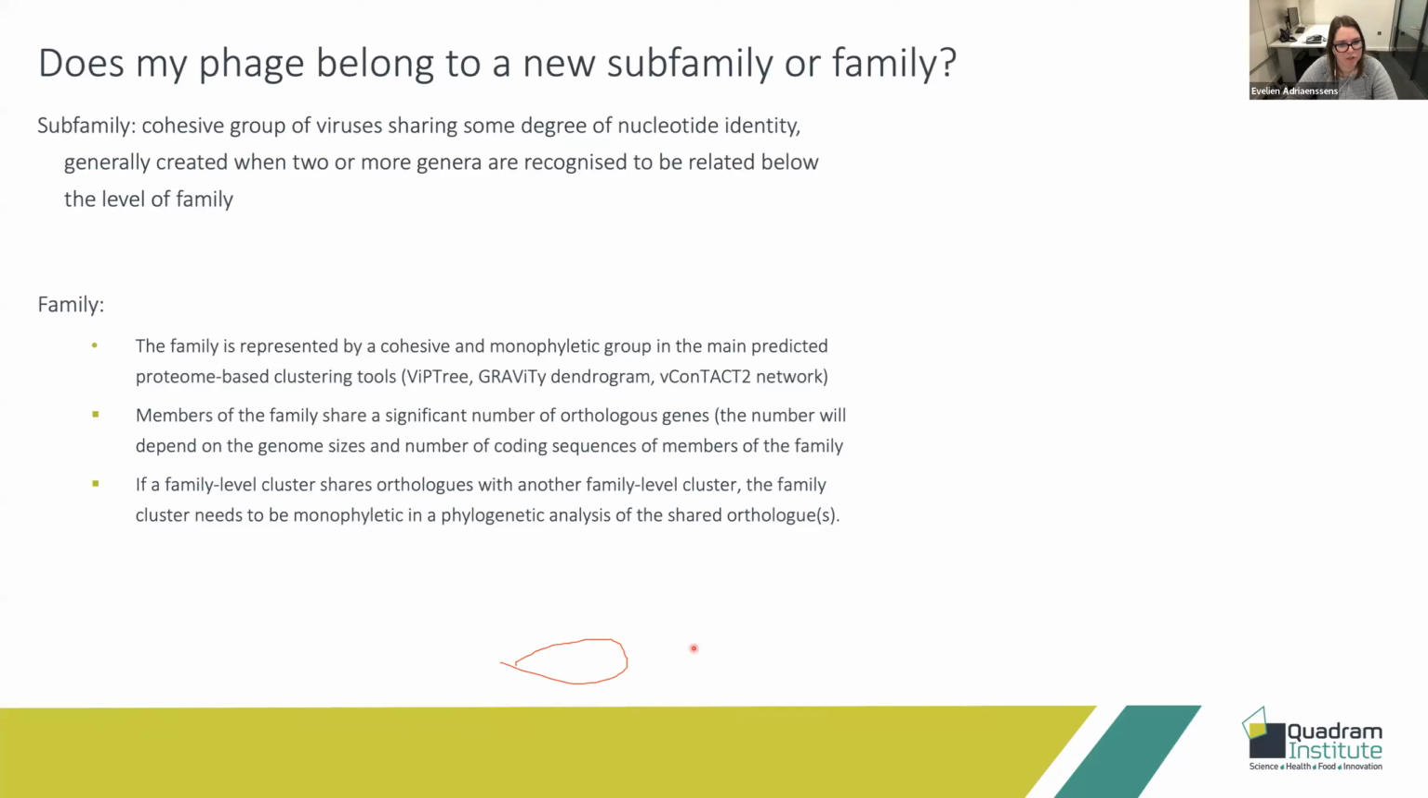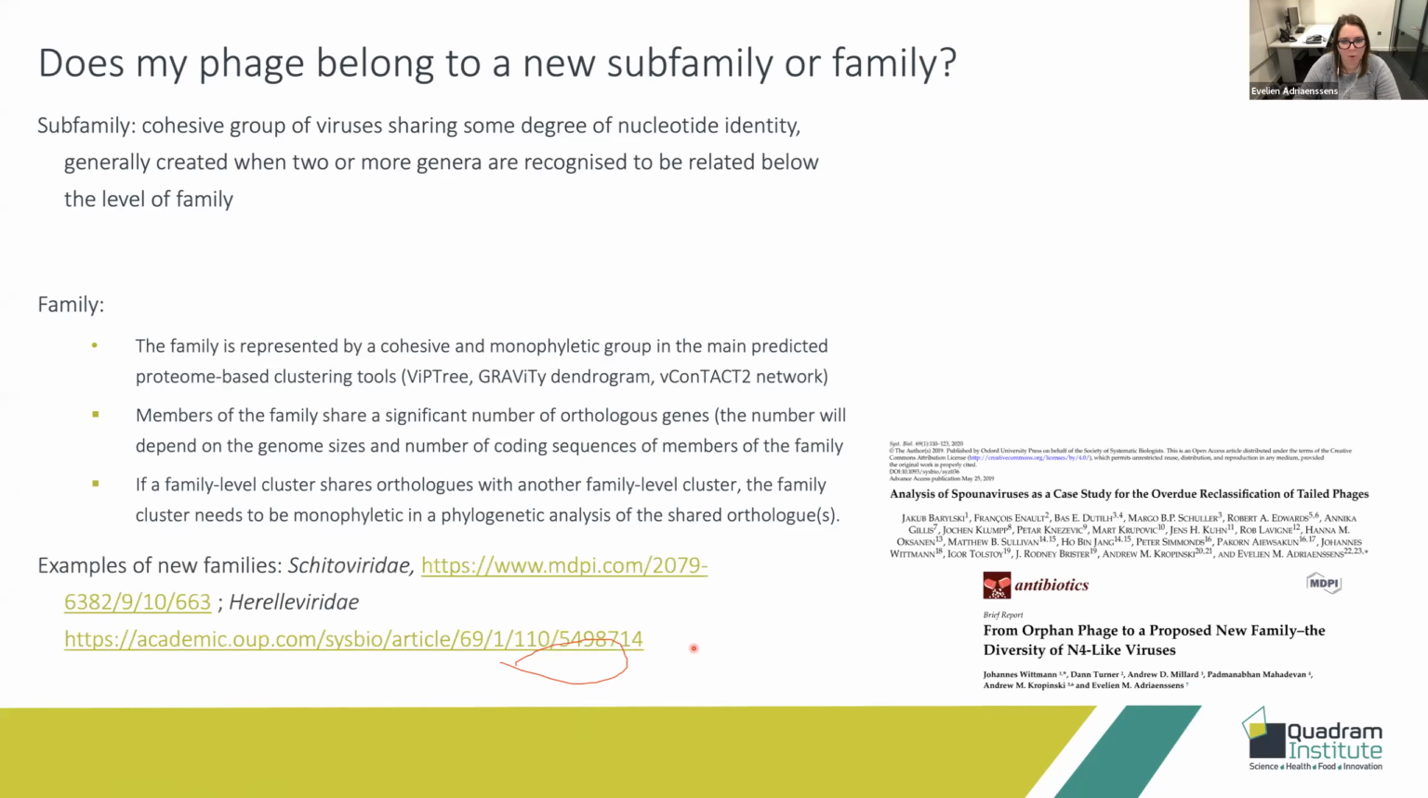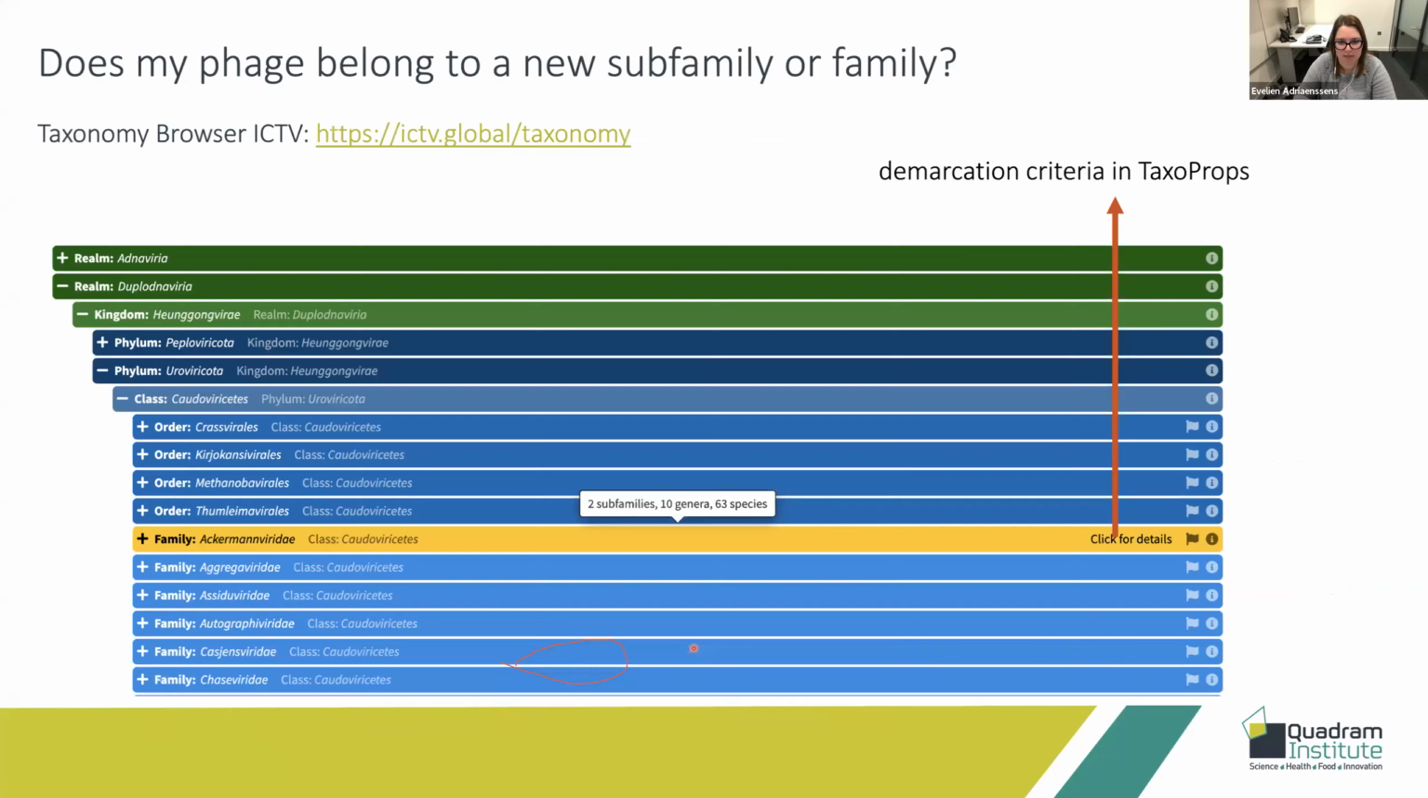And an important thing to check is if your family level cluster shares orthologs with other family level clusters, you need to make sure that when you make a phylogenomic tree, a phylogenetic tree of the multiple genes, that tree makes your cluster robust and easily reproducible, with high bootstrap values, and so on. Some older examples of when we did this and published it are the family Chaseviridae and the family Herelleviridae, that you can look up in these publications.